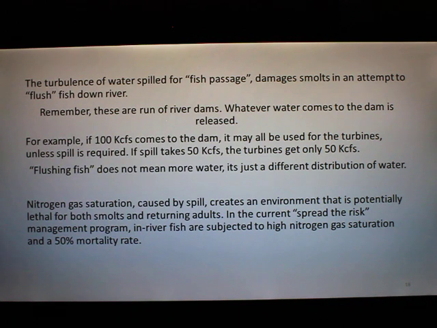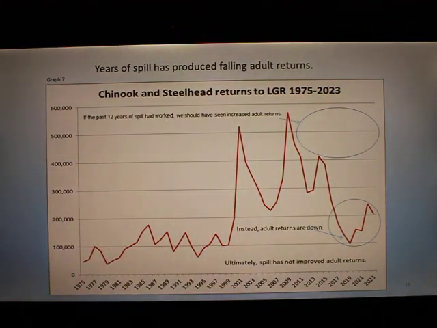Nitrogen gas saturation caused by spill creates an environment that is potentially lethal for both smolts and returning adults. In the current spread the risk management program, in-river fish are subject to high nitrogen gas saturation and a 50% mortality rate. Years of spill have produced falling adult returns.